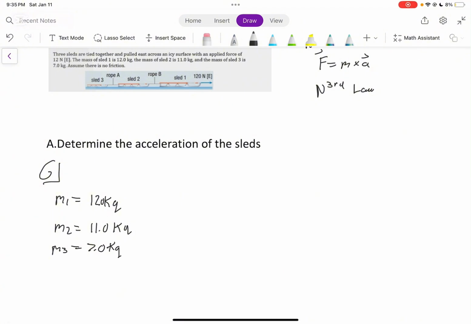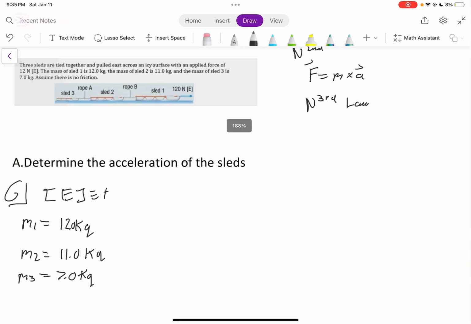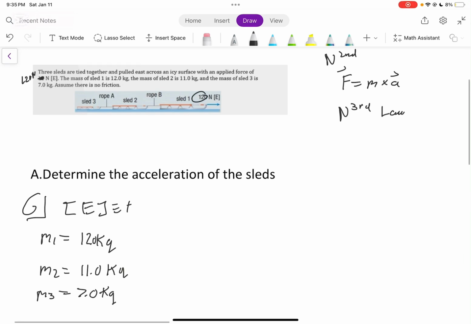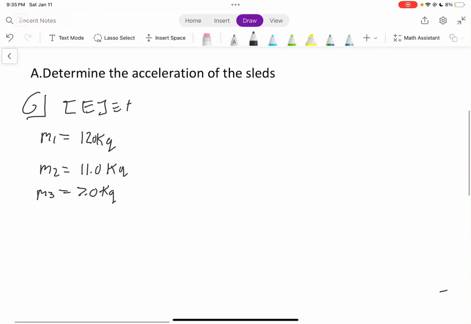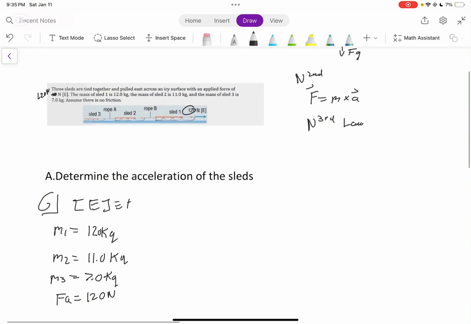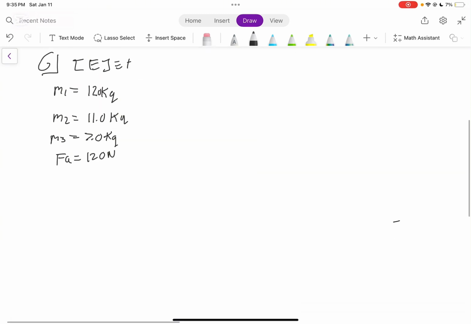Remember, it actually gives us a direction, so we have to define east to be positive. Now that we've done that, it seems there's a typo in here. This should be 120 newtons because in the picture it says 120. So the force applied, our FA, is equal to 120 newtons. Now that we have all of this given down, we are required to find the acceleration of the sleds.